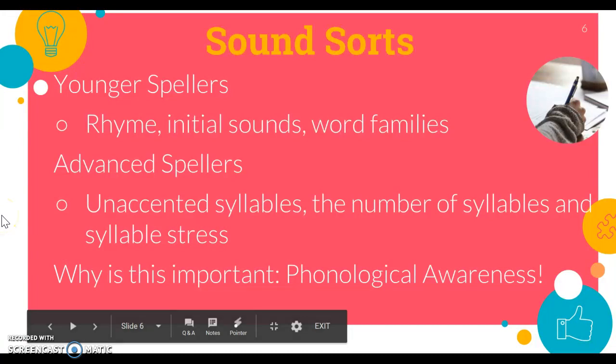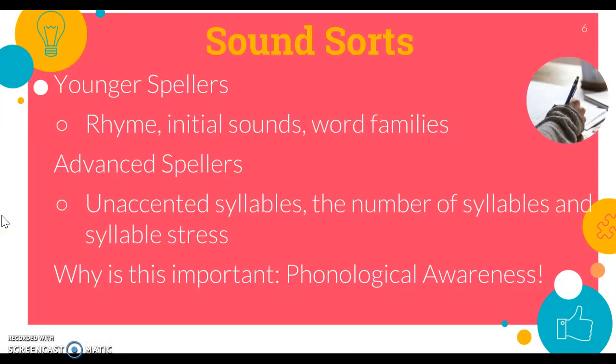Okay, so the first type of sort that you could do with kids is a sound sort. So they're listening to how words sound differently. For younger spellers in the primary grades, they would be listening to things like rhyme, the initial sounds that they hear in words, and word families. The advanced spellers that you'll encounter in the upper grades will study the sounds that they hear in unaccented syllables, the number of syllables that they hear in a word, and syllable stress.